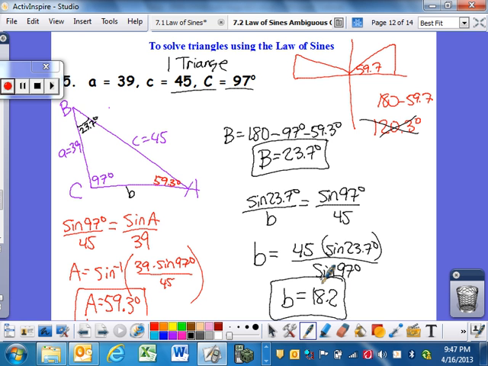And as long as you dump it in on your calculator correctly, the longest or largest side should be with the longest angle. The smallest angle with the smallest side, middle with middle. It works out for me. I can feel confident on that. So there's another option for a one triangle.